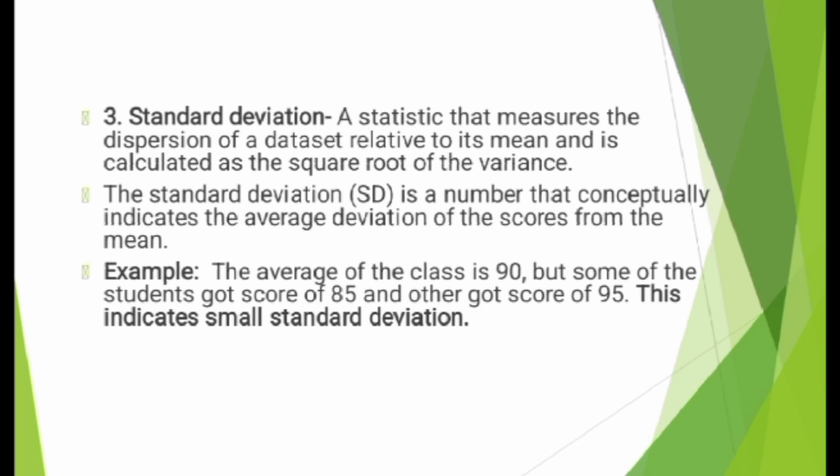For example, the average of the class is 90 but some of the students got scores of 85 and others got scores of 95, which indicates a small standard deviation. This indicates a relatively small standard deviation because the scores 85 and 95 are only 5 points away from the mean 90. The deviations from the mean are not extreme, suggesting that the scores are relatively consistent and clustered around the mean.